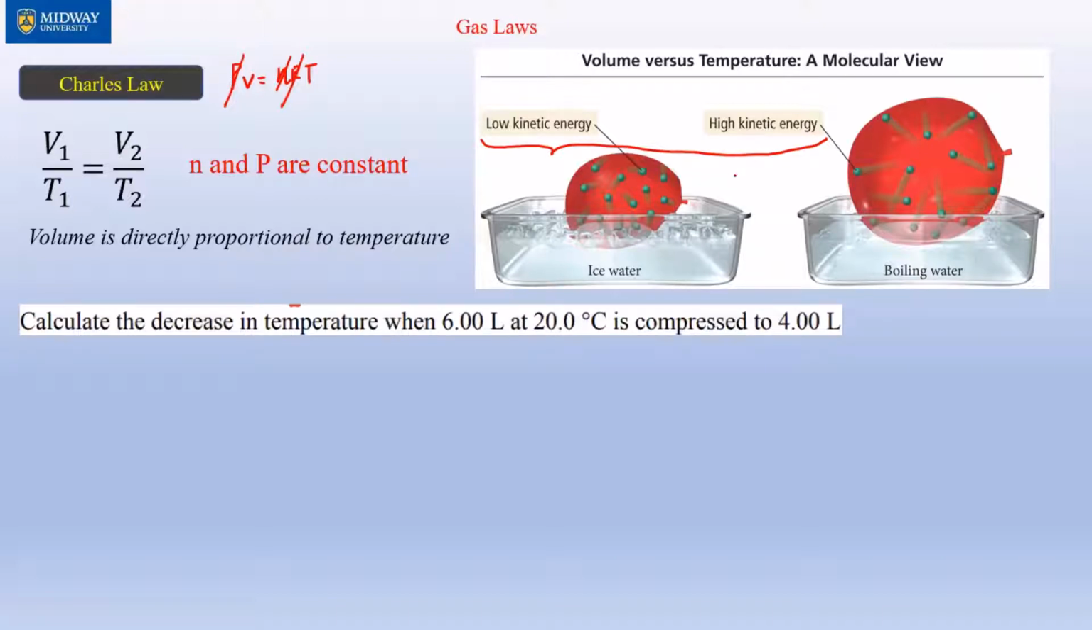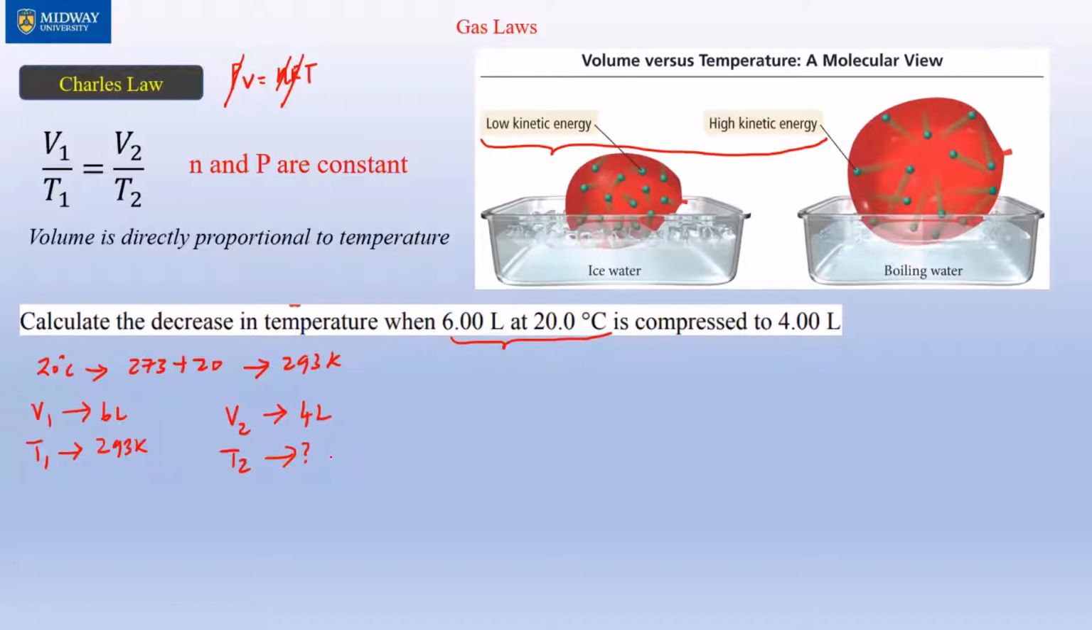So here's a problem. Again, when it's temperature in the equation, you must convert the Celsius to Kelvin. So 20 degrees is 273 plus 20, that's 293 Kelvin. Now this is the volume at this temperature. So V1 is 6 liters, T1 is 293 Kelvin, and V2 is 4 liters, T2 is what? It's directly proportional. So before you even do the problem, you should visually imagine that because volume went down, temperature should also go down, right? So when you calculate, the new T must be less than 293.